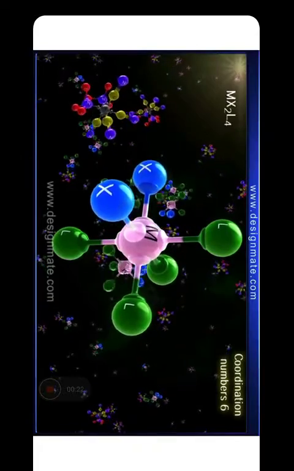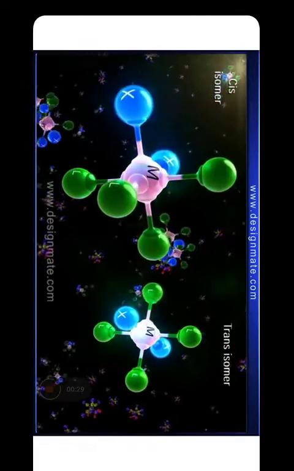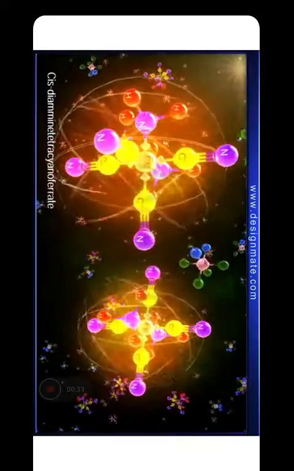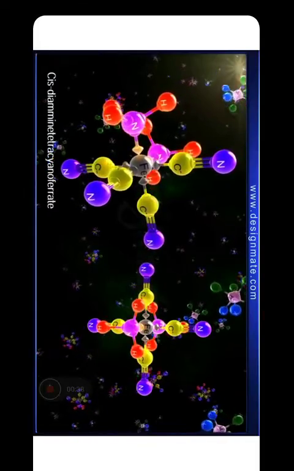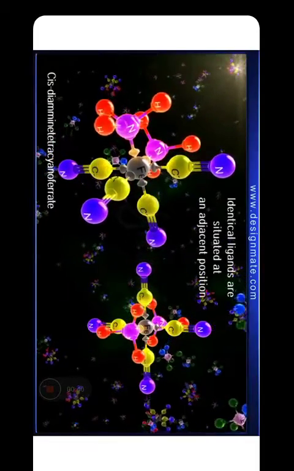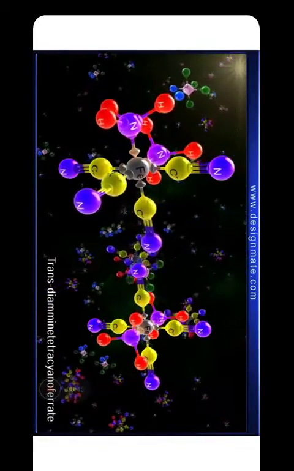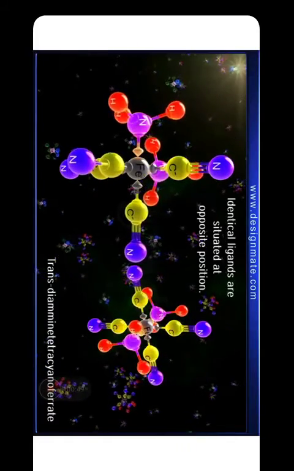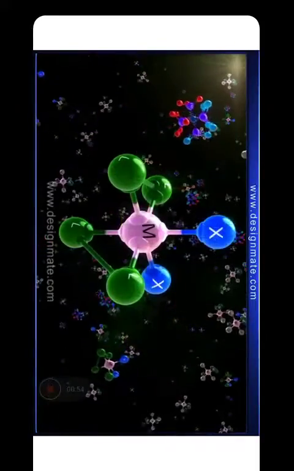Consider the complex MX2L4. The two X ligands may be oriented either cis or trans to each other. Say for example, in cis-diamminetetracyanoferrate ion, the identical ligands NH3 are situated at an adjacent position, while in trans-diamminetetracyanoferrate ion, identical ligands, that is NH3, are situated at the opposite position.